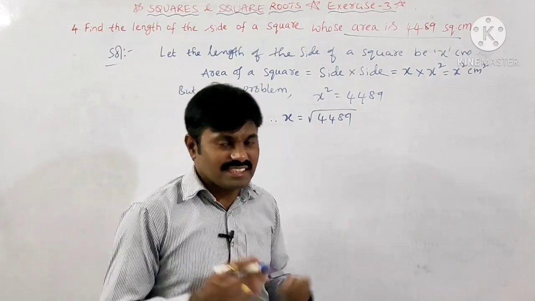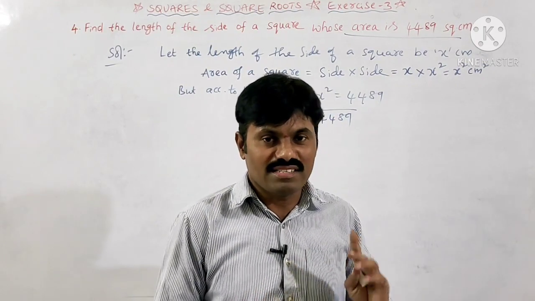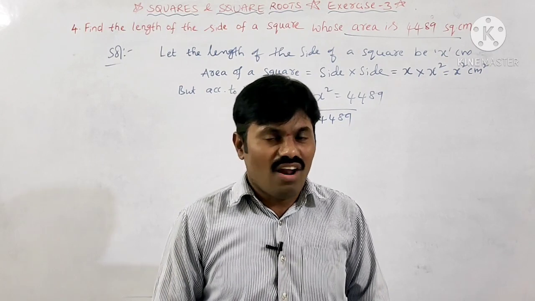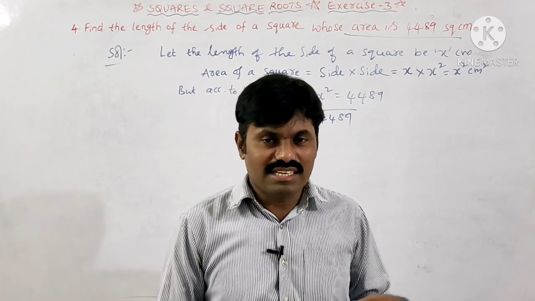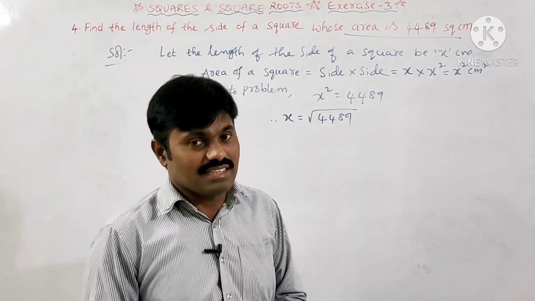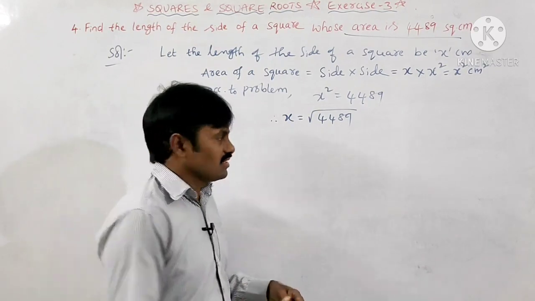So how to find the square root of 4489? We have discussed finding the square root of 4489 in two ways. One is the prime factorization method and the other is the long division method. Which is the easiest way? The long division method is very easy because it is short. We will get it done within a few steps.